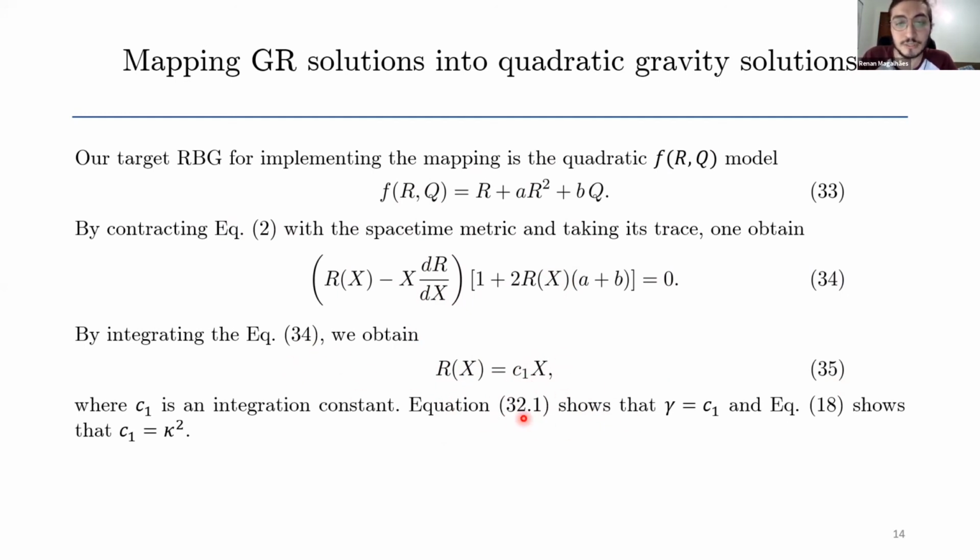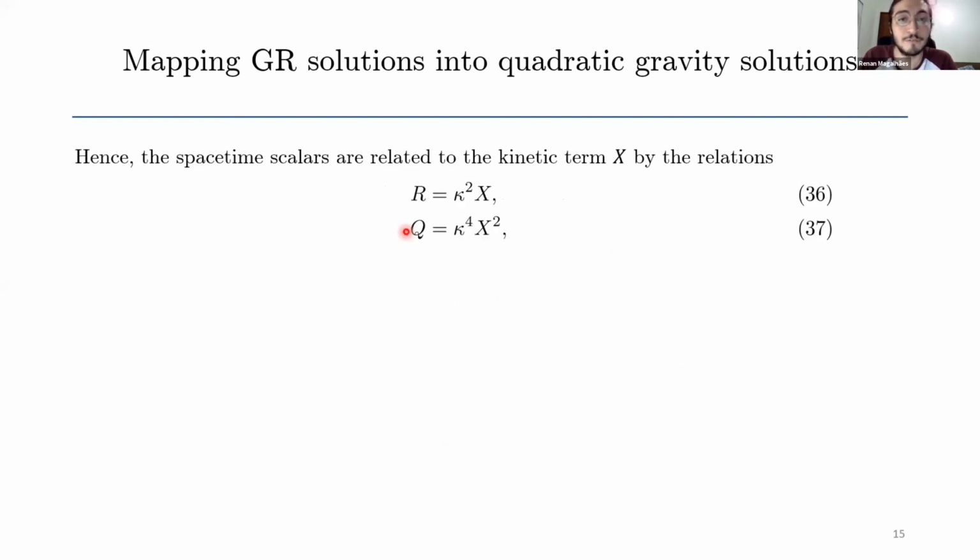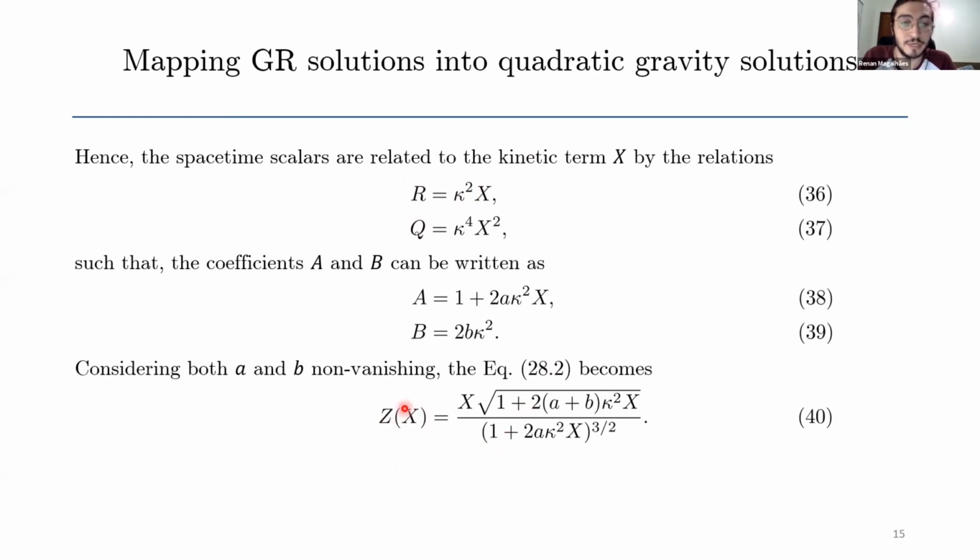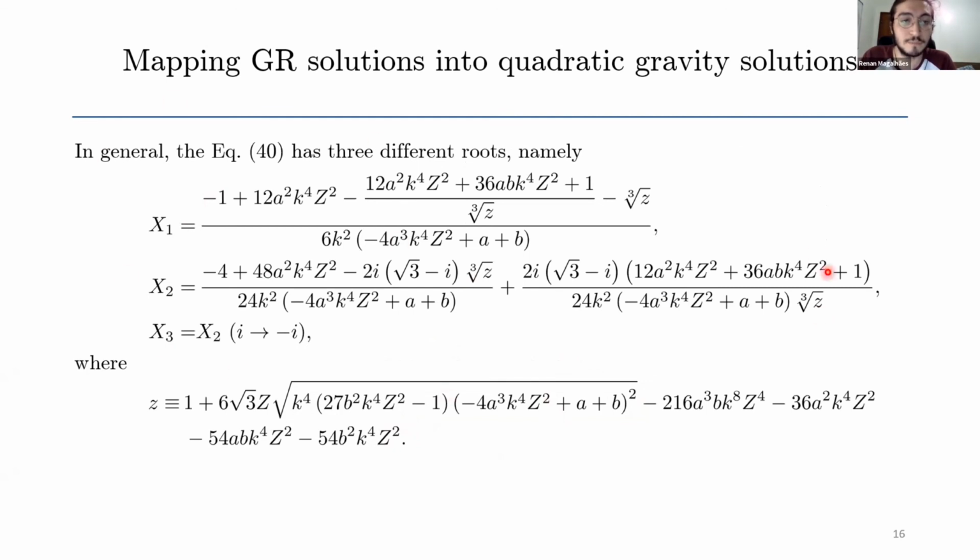We can use the previous equations to find that this integration constant is equal to the coupling constant of the theory. So now we have how the curvature scalar depends on the kinetic term, and we have how the kinetic term capital Z depends on the kinetic term capital X. This is a cubic equation, and in general it has three different roots that I show here. Depending on the choice of the parameters A and B, we need to consider one of these roots to be the solution. We consider positive and real X of Z solutions.